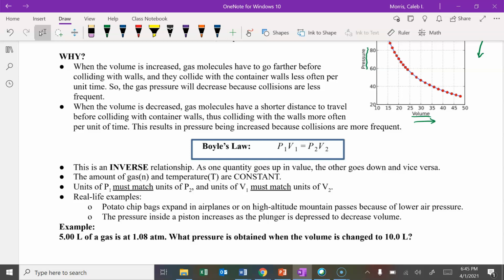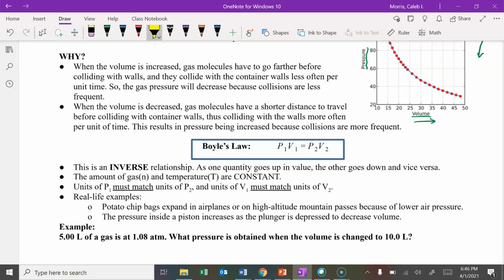When the volume is decreased, there's less space for these molecules to move around. The gas molecules have a shorter distance to travel before they collide with the container walls, so they collide more often, and that makes the pressure go up. That's the idea of Boyle's law.